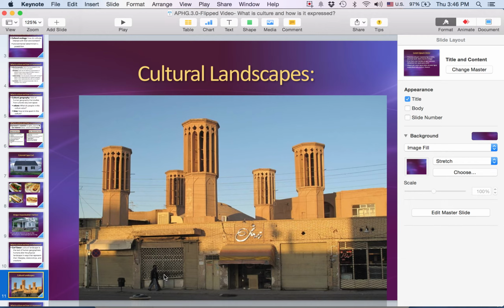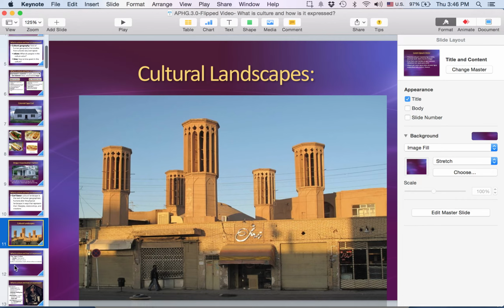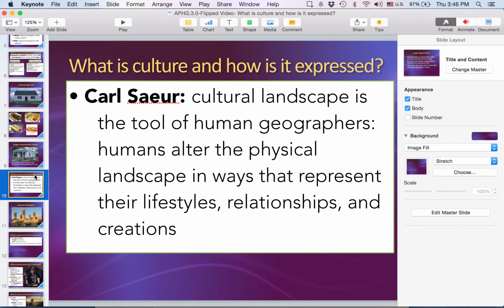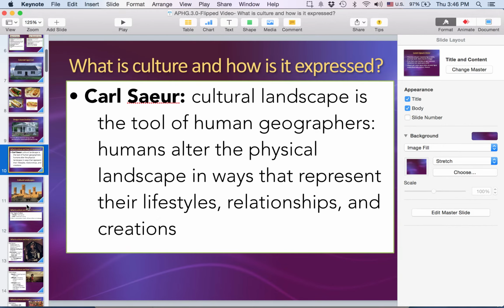We can draw conclusions about the dress. We can draw conclusions about the level of development of the region. So cultural landscapes are sort of the tool in our tool belt for this unit for analyzing culture.